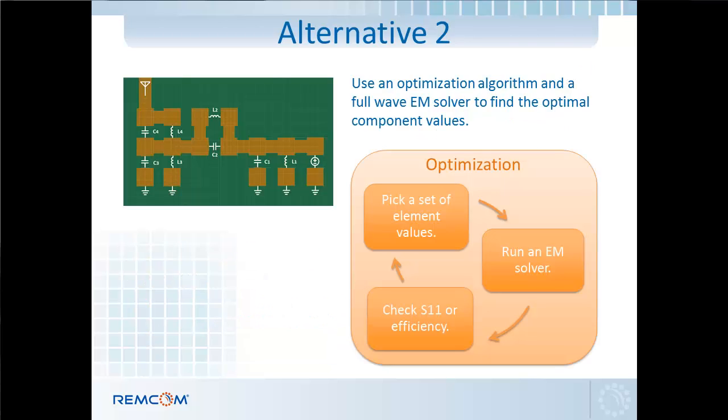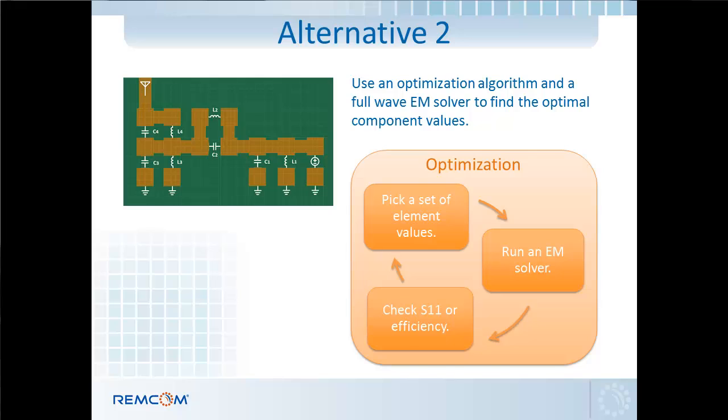A second alternative is you can say, well, I have my full wave solver. I know what all of the components are. I know what the ranges of those components can be. And so I'm just going to create my own optimization. I'm going to do that by picking a set of component values, plugging them into the full wave solver, running a simulation, and then looking at results. Based on those results, I'm going to select a second set of component values, run the simulation, and you can iterate through that, putting some sort of optimization algorithm around that loop and selecting the optimal components that you would like.